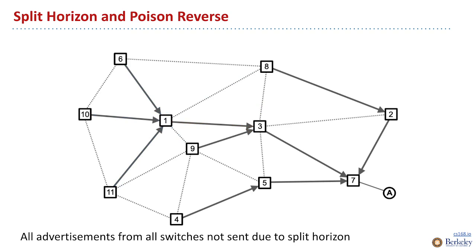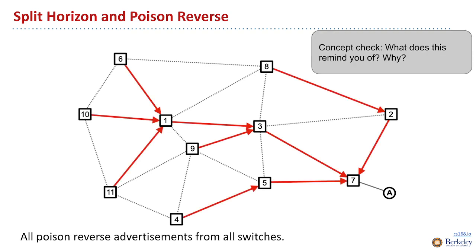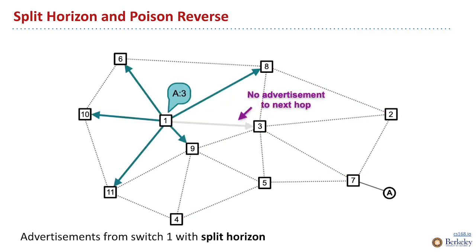And so if you just step back and take a look, these are all the advertisements that are not sent due to split horizon. And for poison reverse, it's the same exact edges that aren't sent, but instead of not sending, we send the cost infinity. And I'll point out, this looks identical to the best path tree that we had at the beginning.